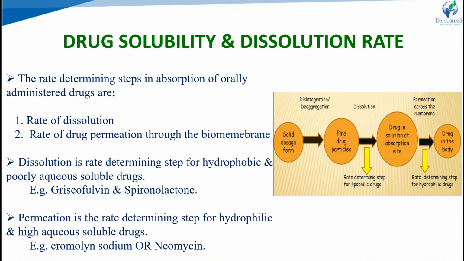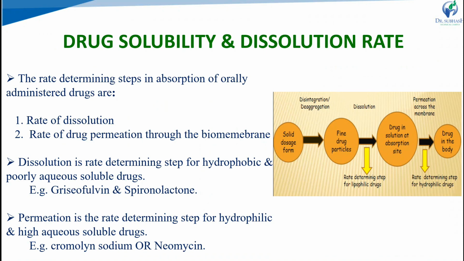Permeation is the rate determining step for hydrophilic and highly water soluble drugs. It means if the drug is water soluble or hydrophilic in nature, dissolution occurs easily and the drug easily goes through disintegration and dissolution, but then the rate determining step is permeation. So we have to improve the permeation part to improve absorption. An example is neomycin. So in both cases, if the drug is water insoluble, the rate determining step is dissolution, and if the drug is hydrophilic and water soluble, the rate determining step is permeation.